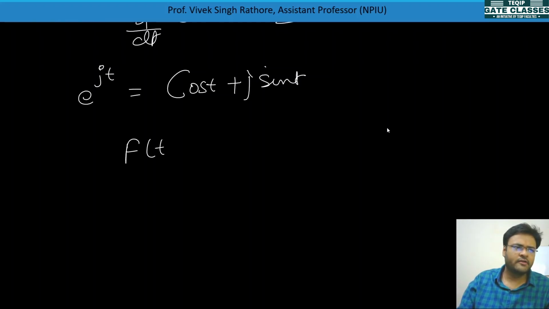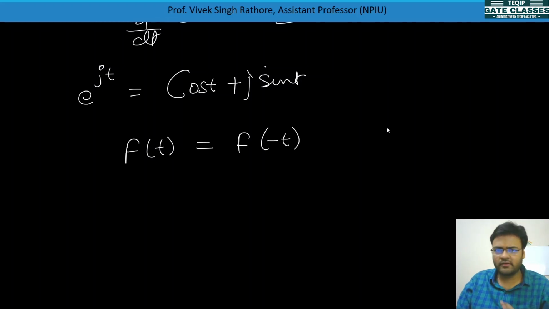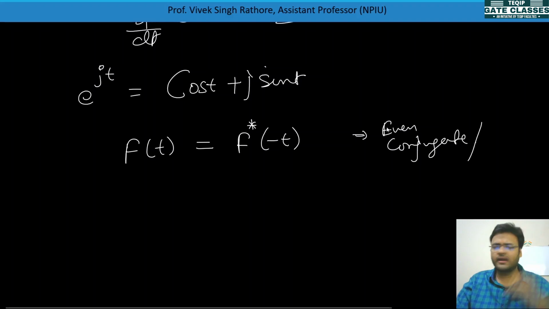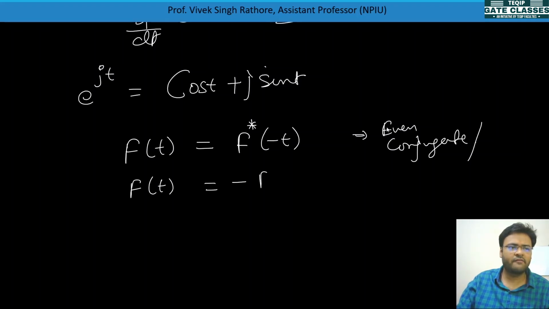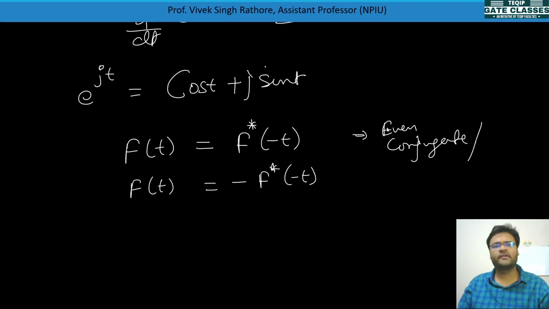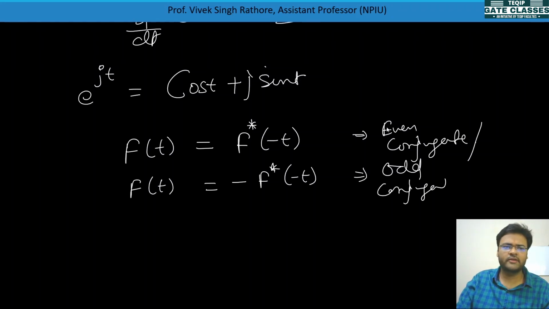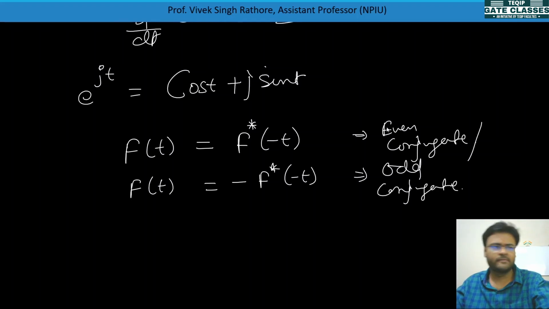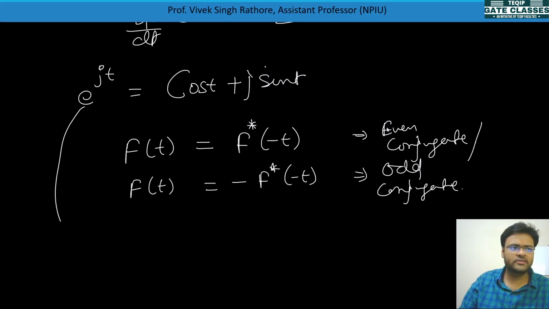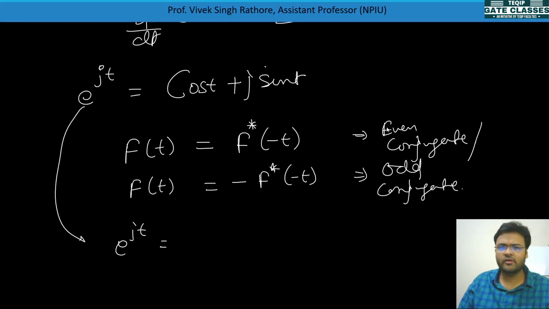See, when f of t equals f of minus t, the signal is an even signal. But for a complex valued signal, if f of t is equal to the conjugate of f of minus t, then it is an even conjugate signal, or a conjugate symmetric signal. If f of t is equal to minus the conjugate of f of minus t, then it is called an odd conjugate signal, or conjugate antisymmetric signal. So we were about to see whether e to the power jt is conjugate symmetric or conjugate antisymmetric.